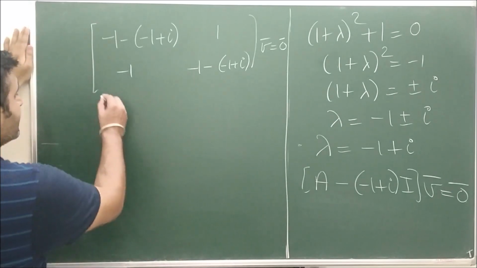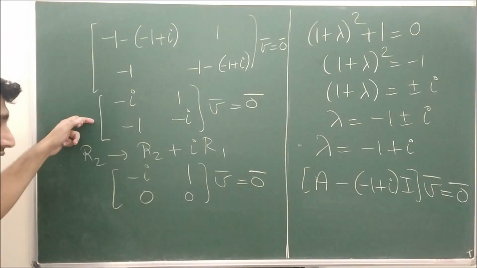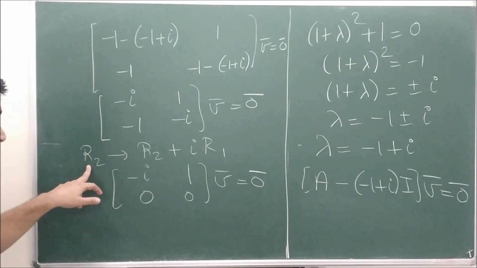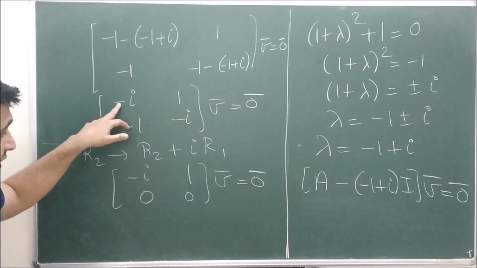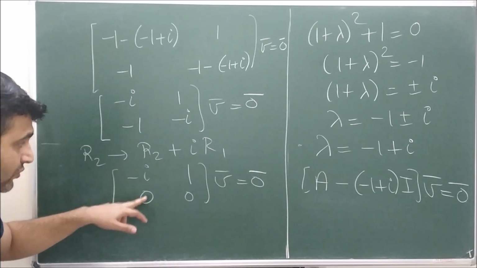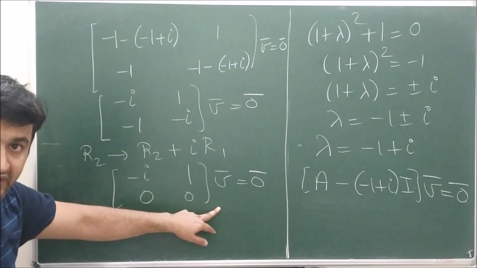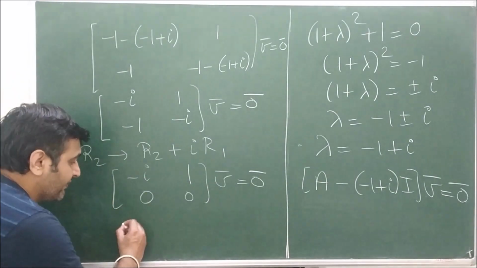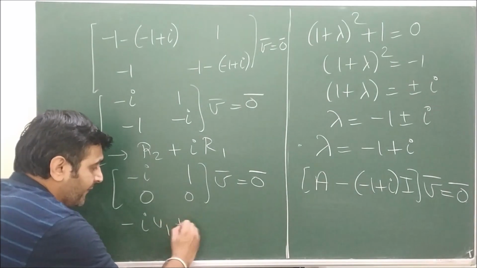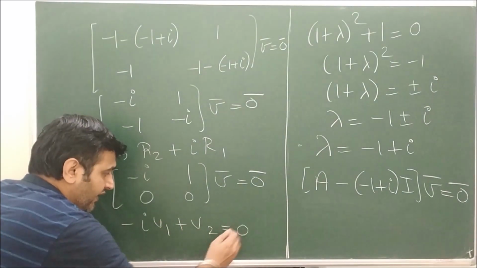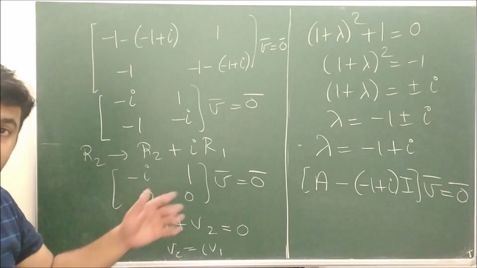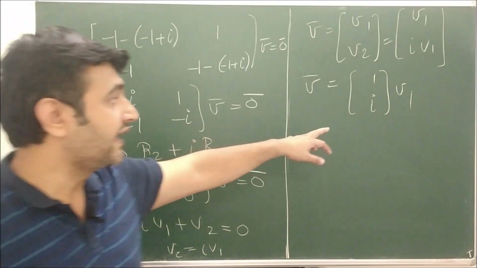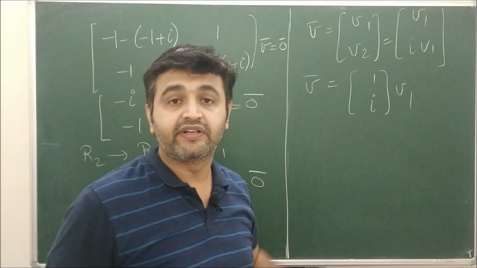Now if I try to solve this, this is what I get. If I do the row operation, making a change in R2, which is R2 plus i times R1, then the second row will become 0. And what is my v bar? It is v1, v2, a 2 cross 1 vector. So ultimately I have i times v1 plus v2 equal to 0, and therefore v2 is nothing but i times v1. So the eigenvector I have is (1, i) times v1.